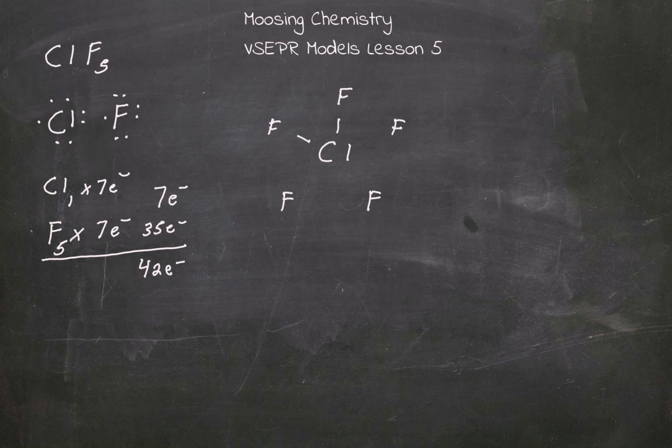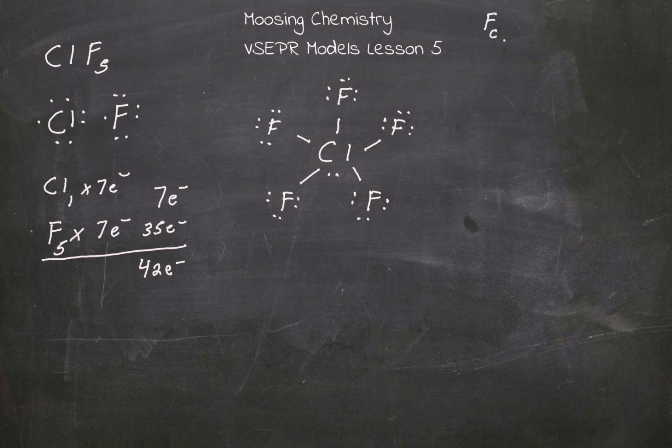So it's 2, 4, 6, 8, 10, 12, 14, 16, 18, 20, 22, 24, 26, 28, 30, 32, 34, 36, 38, 40. Now we have 2 valence electrons left, so they're going to go back into the core atom. And we're going to definitely violate the octet rule with chlorine. So anyway, let's check the formal charge to make sure this is good.